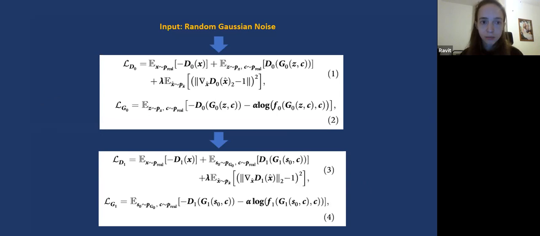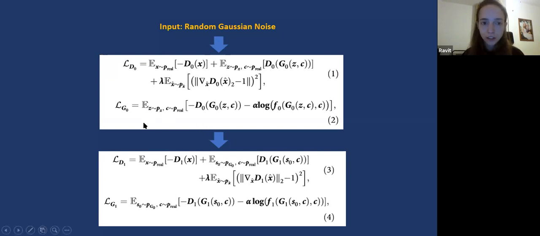This is the model itself. They used two stacked GANs of the same type. They used a conditional Wasserstein GAN with gradient penalty. The first GAN received input with random Gaussian noise, and the output of the first GAN was fed into the second GAN. The second GAN was actually a refinement of the first GAN. This was to achieve more accurate results.